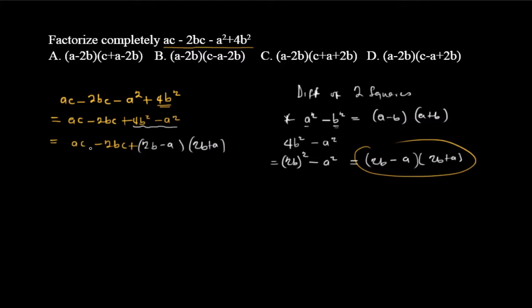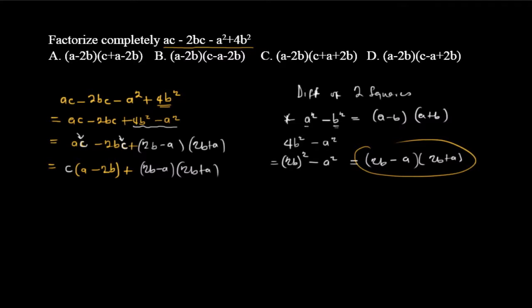Now the next thing you'd observe is that in the two terms you have here, c is common. You have a c here, you have a c here. So you could factor out c. You now have c times (a − 2b), then plus (2b − a)(2b + a).